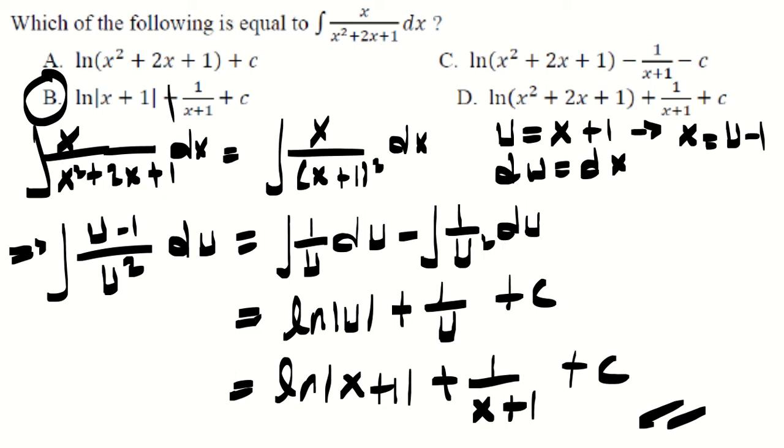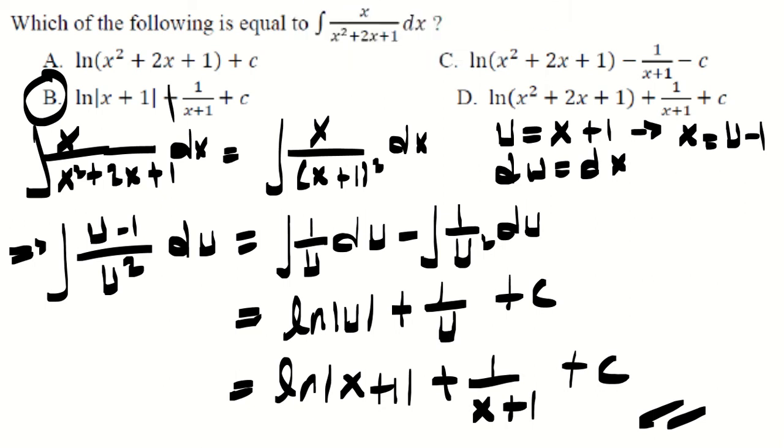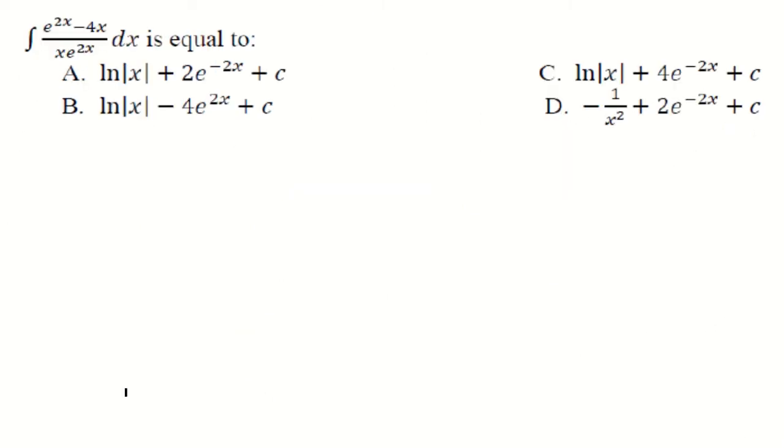That's it. Let's go to the second question. Okay, the second question again here, it says the integral of (e to the power of 2x minus 4x) the whole over x e raised to 2x dx, it says.